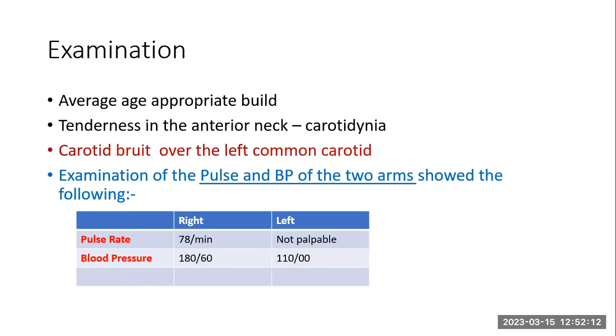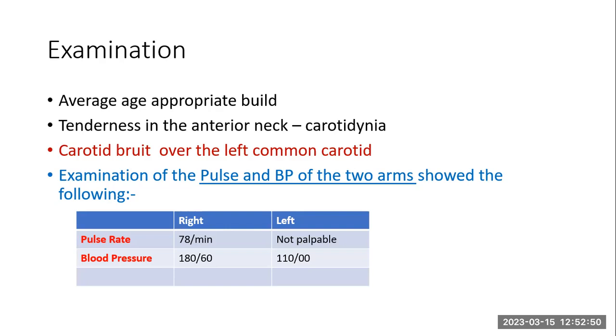Because this was an odd case, we went ahead with further examination. She was an averagely built patient, and she had tenderness in the anterior neck, mainly over the left carotid. That is called carotidynia. On auscultation, she had a bruit over the left carotid. And her pulse, I felt 78 beats per minute on the right side. Left side, I could not feel.